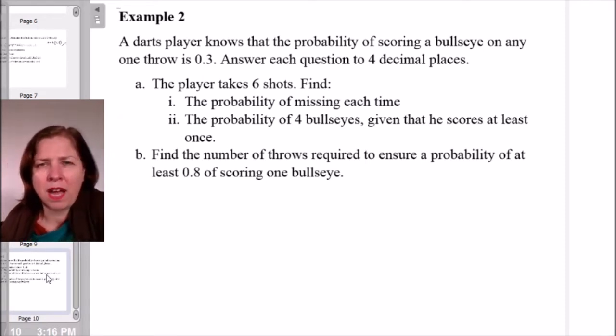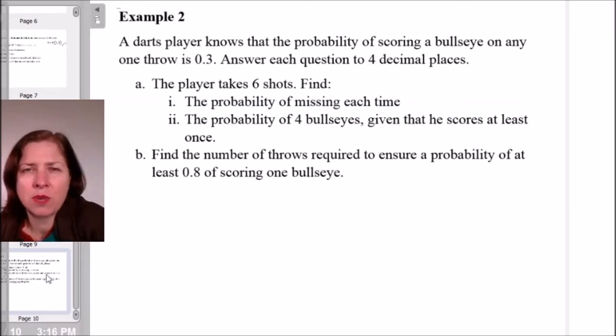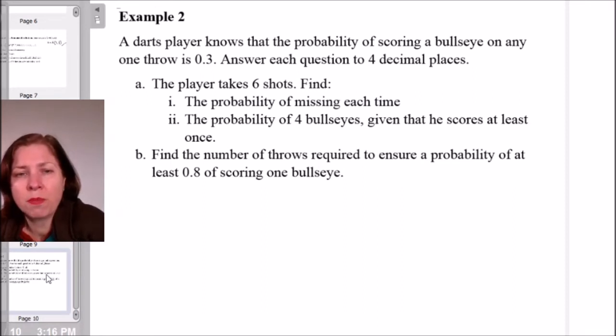Now that first part is very similar to the previous question. So my suggestion to you would be to pause now and attempt part A, and then come back and just check your answers against mine. But part B is going to be a little bit different. I need to find the number of throws required to ensure a probability of at least 0.8 of scoring 1 bullseye. So now I know the probability, but what I don't know is the number of trials. So it's still a Bernoulli sequence, but it's going to be a different one to solve.